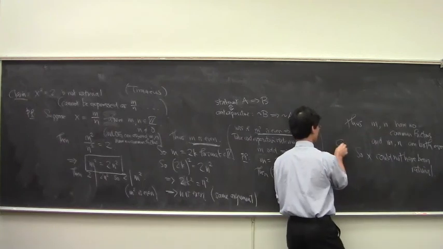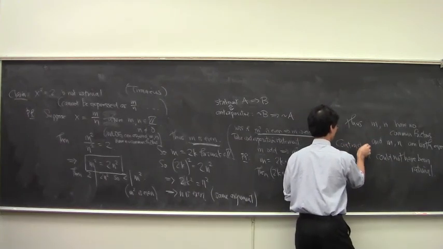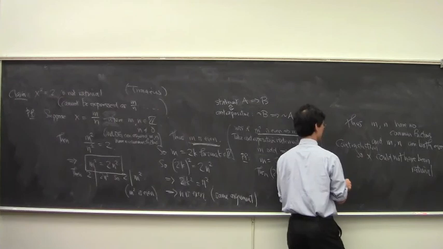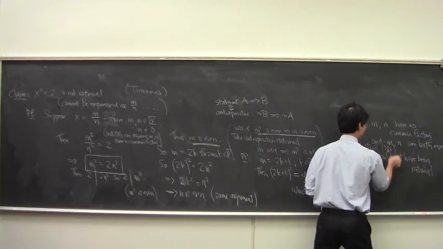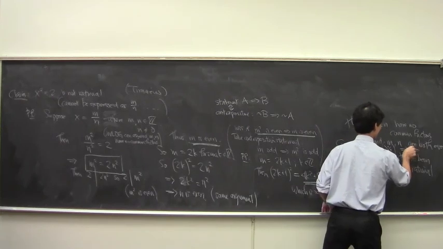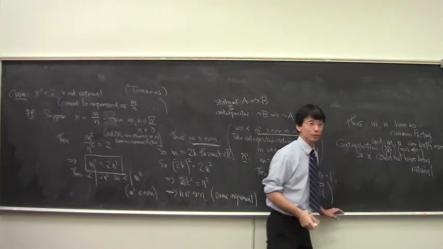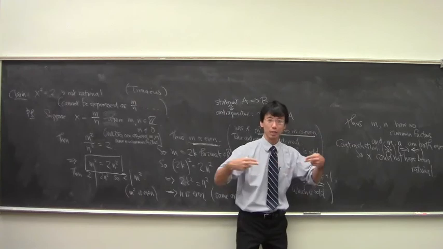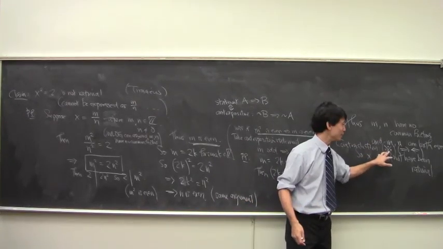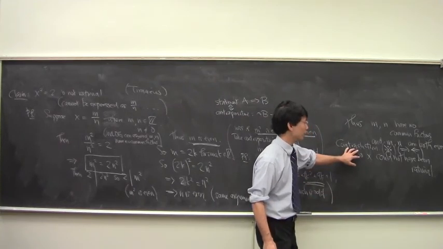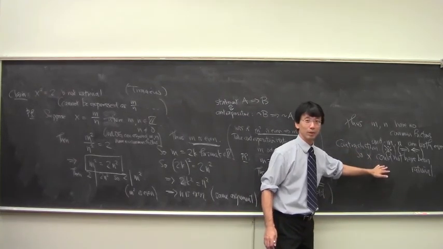And usually you say contradiction, and you put some symbol, or you put this symbol. These are both symbols for contradiction, like two things going against each other. Both of these are common symbols for contradiction. So x could not have been rational.